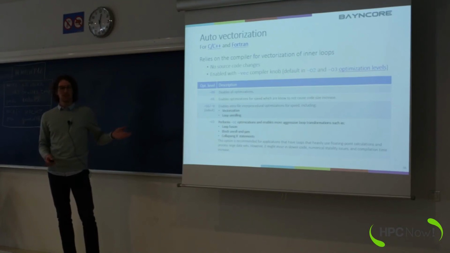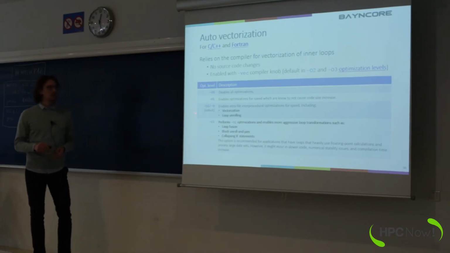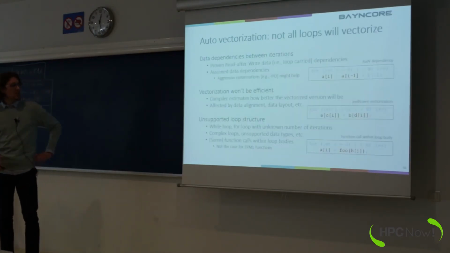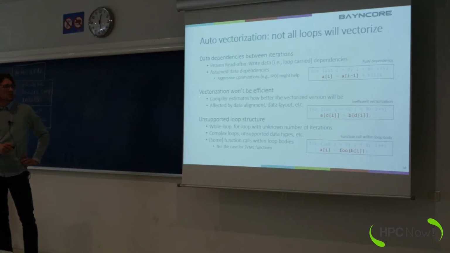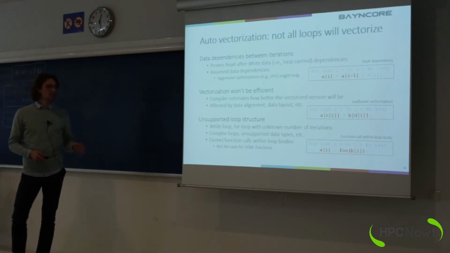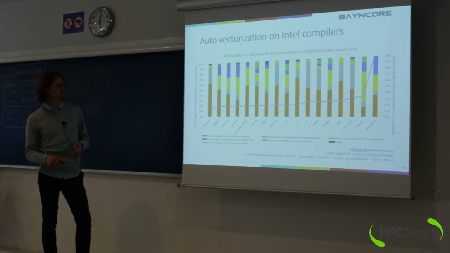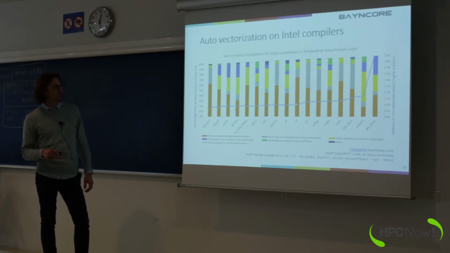Then, coming back to vectorization, you can use different compiler switches. You normally have vectorization included with O2 anyway. As we saw with Jordi as well, there are different things that cannot be auto-vectorized: data dependencies, if it's not efficient, or if we have a loop structure that is not well supported. So this is one of the things you can make use of, but it's not giving you too much performance. Here you can actually see the runtime using auto-vectorization, depending on the different programs and problems.